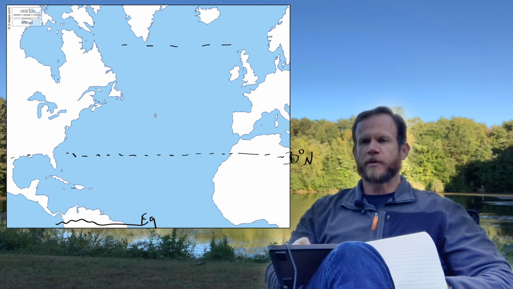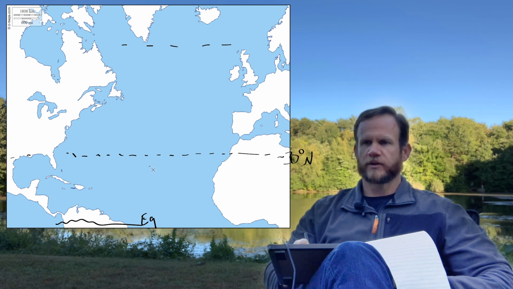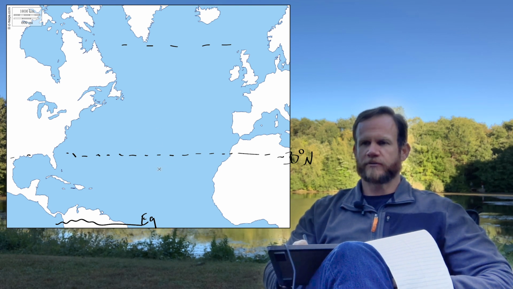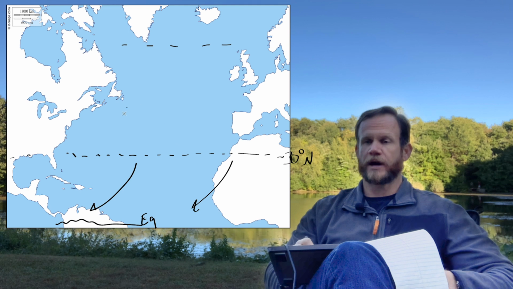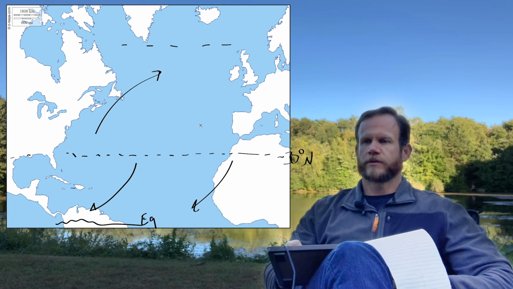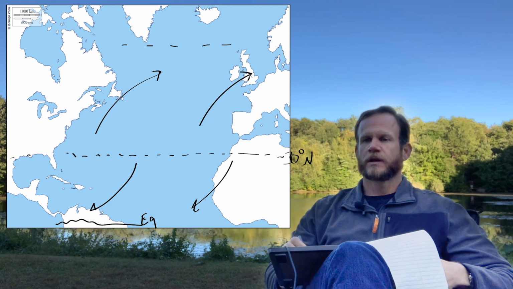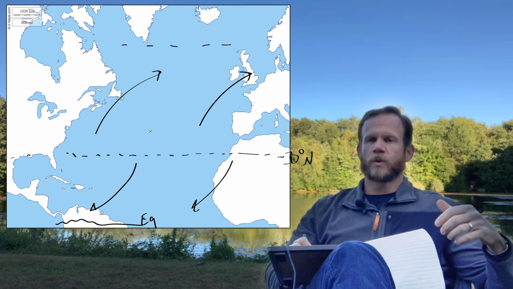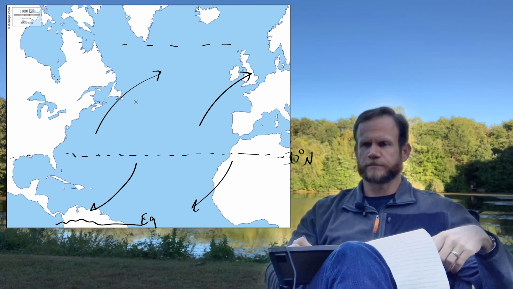But anyhow, the important part is to remember these surface winds. We already know that the surface winds are going to travel like this. So between the equator and 30 north, they travel south, and between 30 north and 60 north, they're going to travel northeast. So what we want to do is take these surface winds and start to figure out the currents below them.